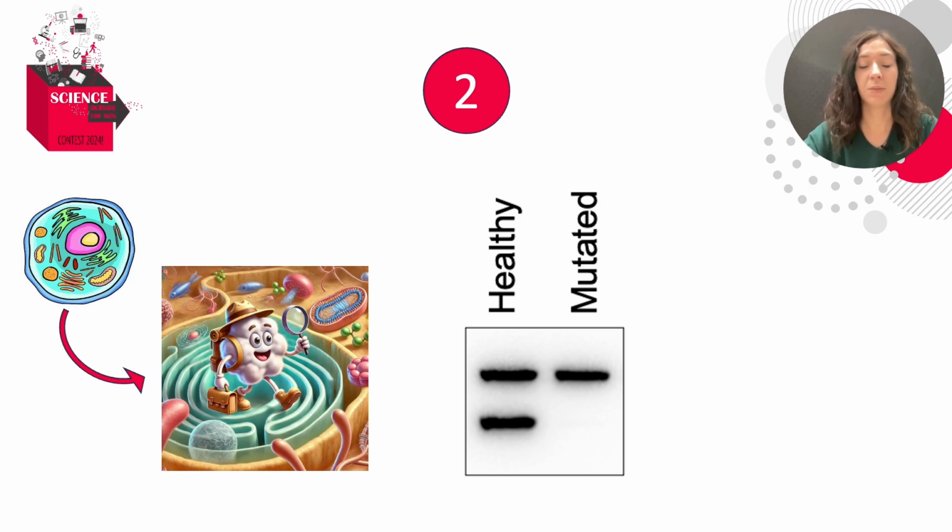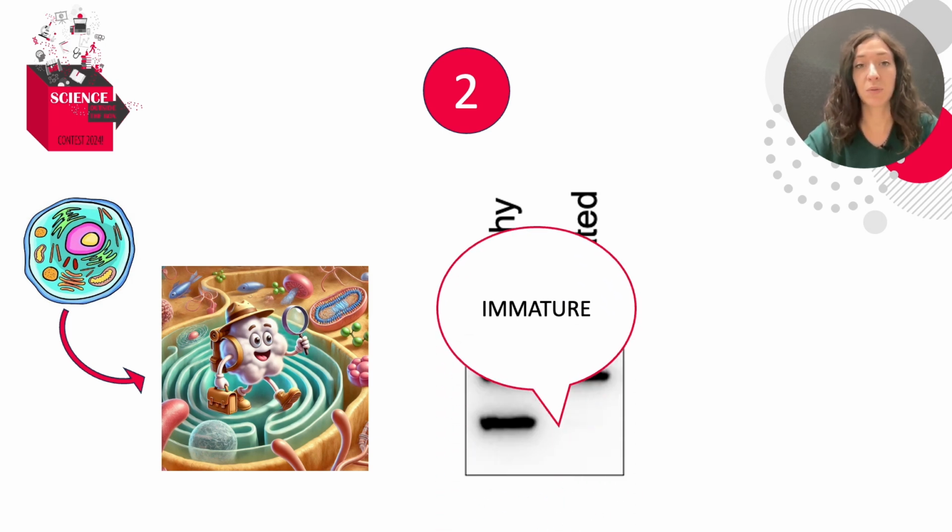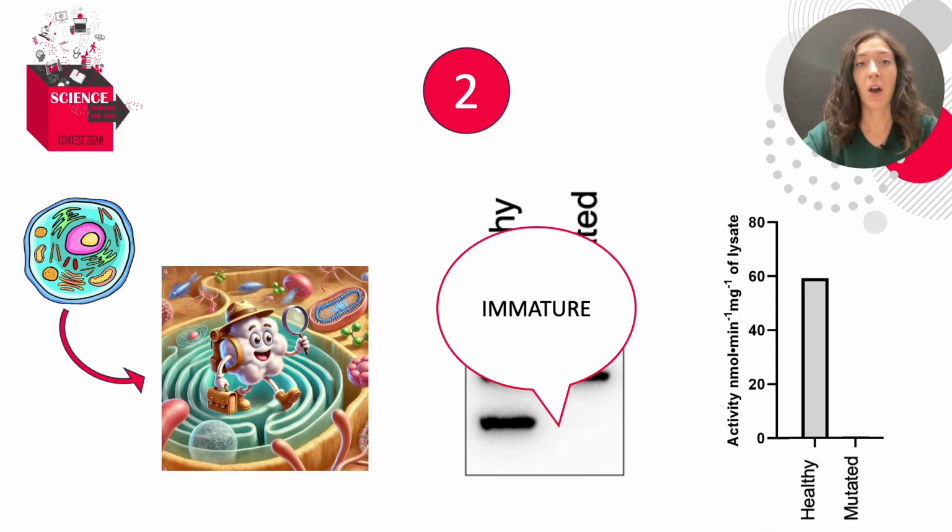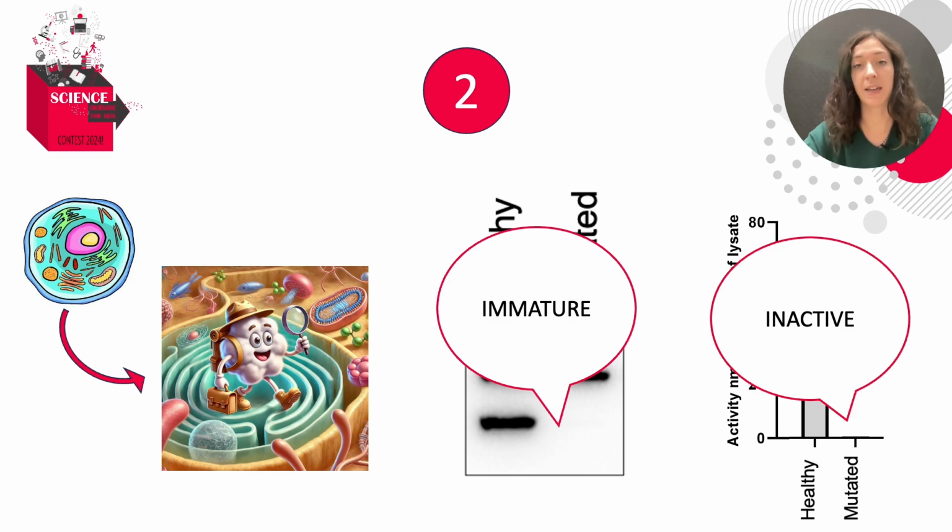You can notice that the mutated protein shows only the immature form, indicating that it did not undergo all the steps to become mature. Another experiment based on the activity of the protein clearly showed that the mutated protein is completely inactive. So other experiments are still ongoing on this second part of the study to obtain more information, but now let's move on to the third strategy.